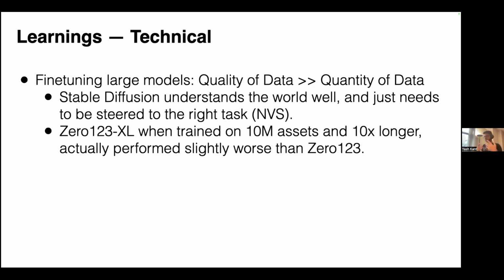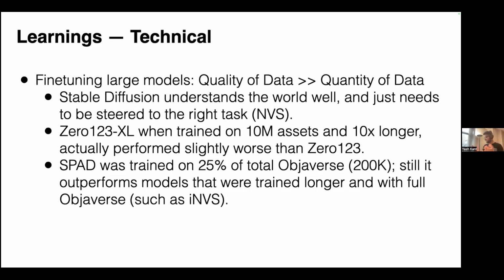An example of this is 0123 XL. This is another method. It was trained on 10 times more data and 10 times longer, and it actually performed slightly worse after this training than its original competitor, which was 0123. The reason is that as you scale up the data set, the noise and the randomness in it increases and the learning signal decreases, and just throwing more compute and more data did not actually work. And as I said before, SPAD was trained on a much smaller data set, only 25% of Objaverse, and it still outperforms 0123 and these other methods that were trained longer.